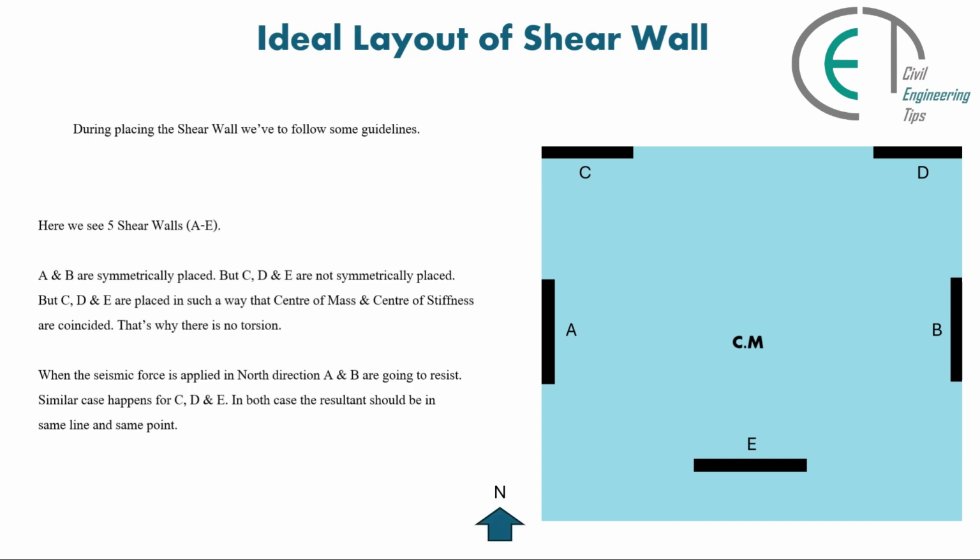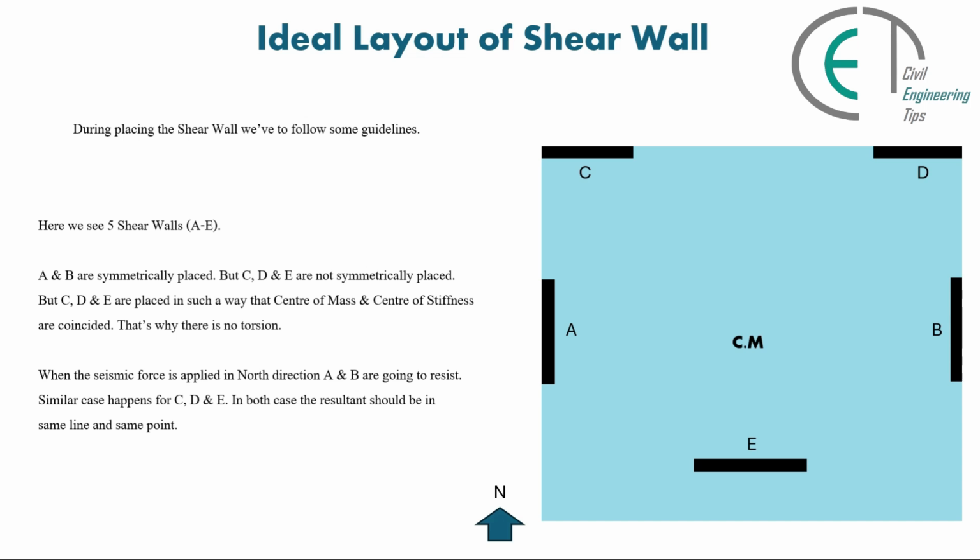Here we see 5 shear walls: A, B, C, D and E. A and B are symmetrically placed, but C, D and E are not symmetrically placed. But C, D and E are placed in such a way that the center of mass and center of stiffness are coincided. That's why there is no torsion.